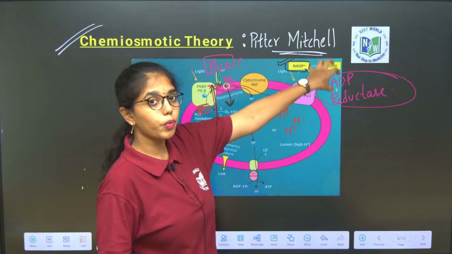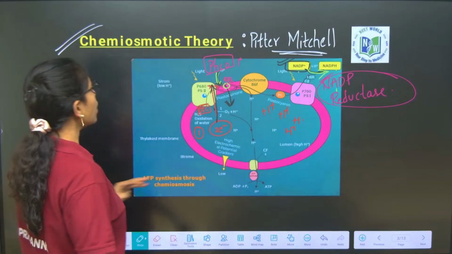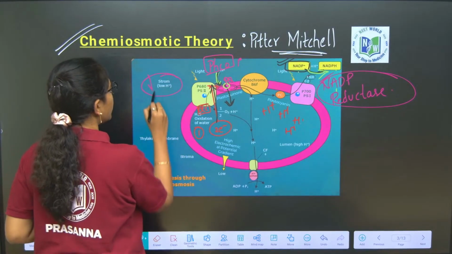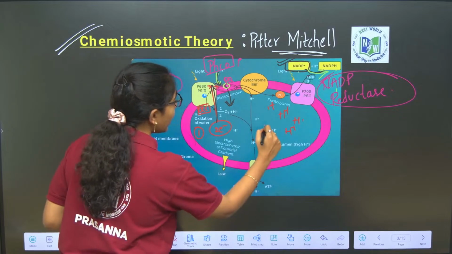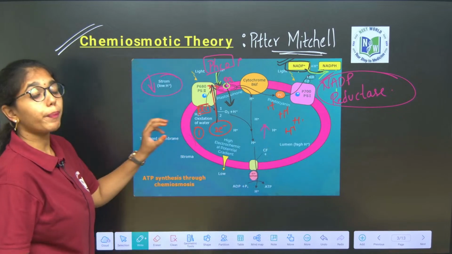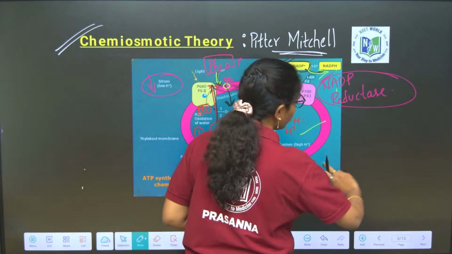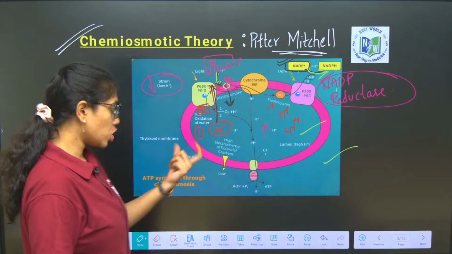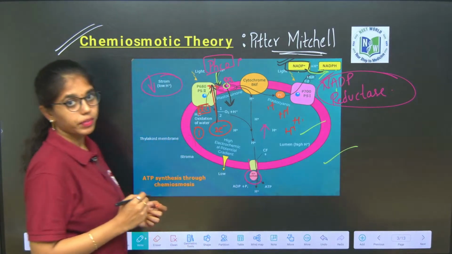This utilizes the protons of the stroma. Because of these three events, the proton concentration in the stroma will be low and the proton concentration in the thylakoid lumen will be increased. As such, the proton gradient is generated between the thylakoid lumen and the stroma, because of which the ATP synthase pump will be activated. Understood, ma?